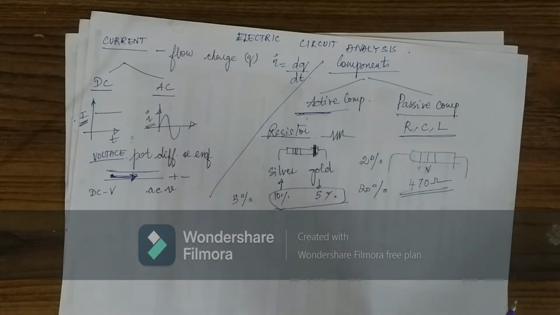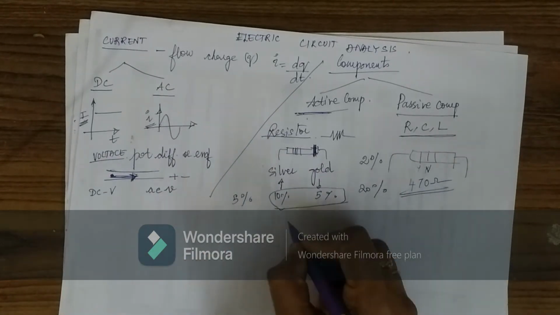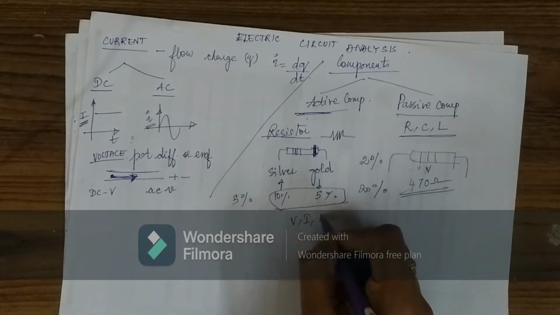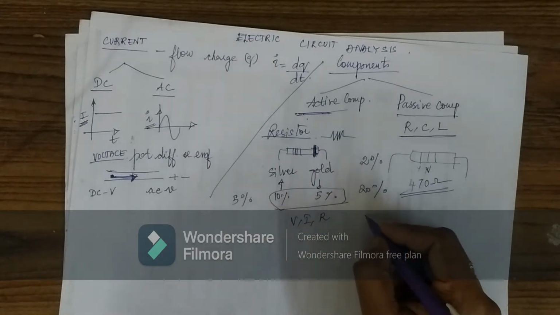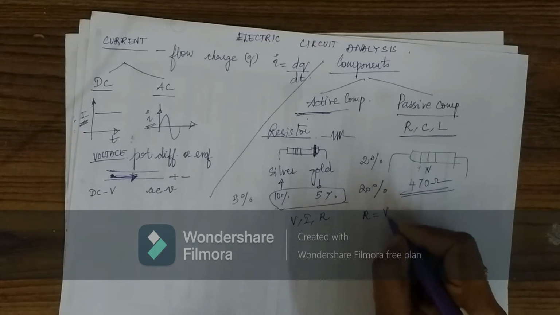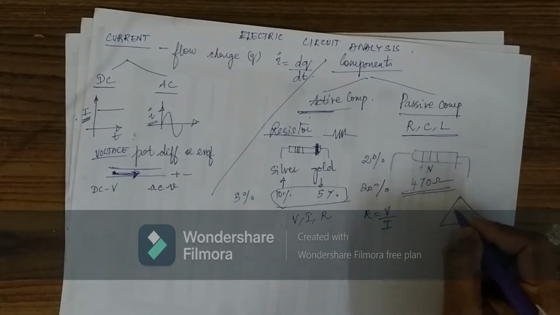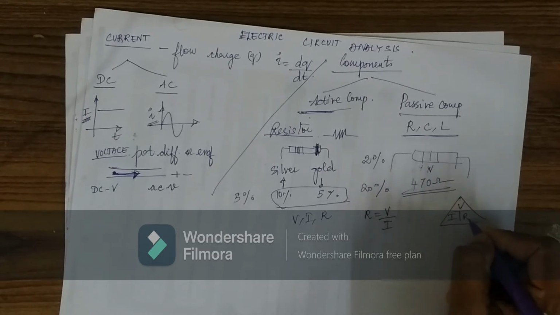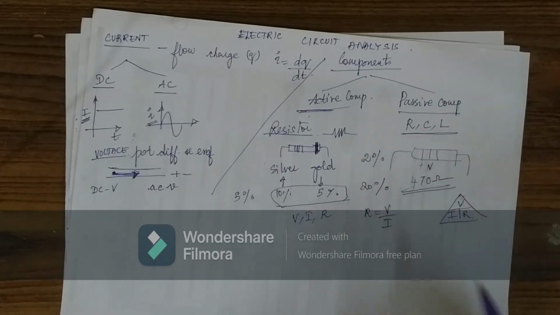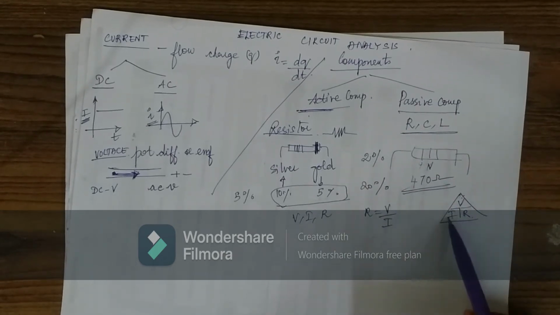Next, the relation between voltage, current and resistance is given by Ohm's law. R is equal to V by I. To remember it easily, you can use the power triangle. R is equal to V by I. V is equal to I into R. R is equal to V by I and V is equal to I into R. Likewise.